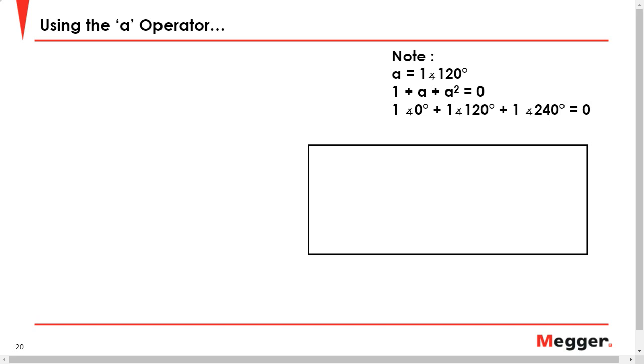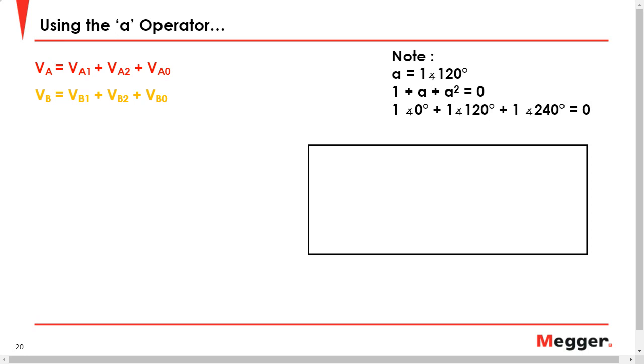And if you look at this a little closer, 1, which is 1 angle 0, plus A, which is 1 angle 120, plus A squared, 1 angle 240, of course, these vectorially sum to 0. So starting off with our equation, VA equals VA1 plus VA2 plus VA0, we're going to put everything into those terms.